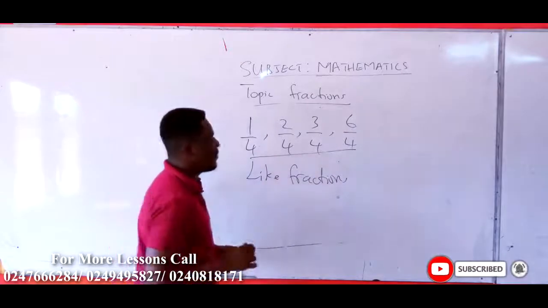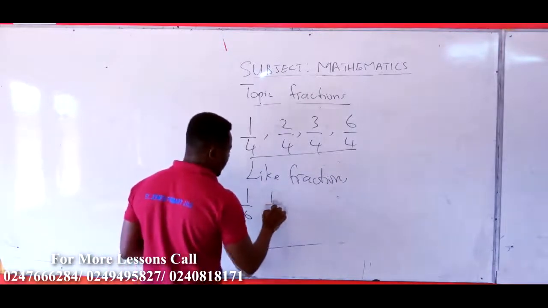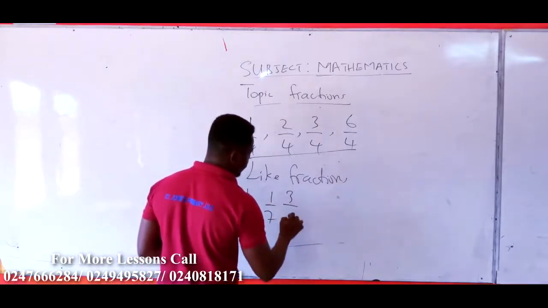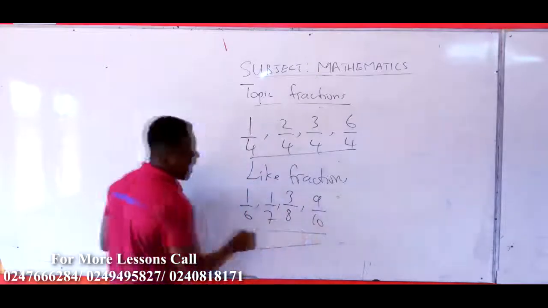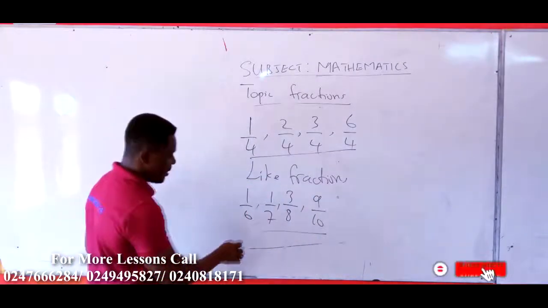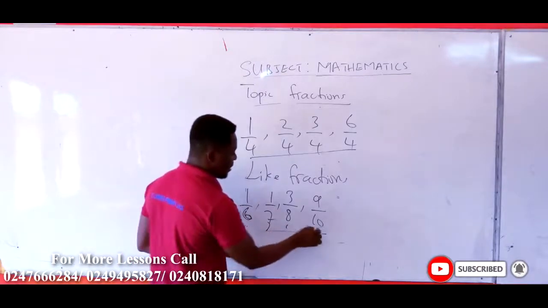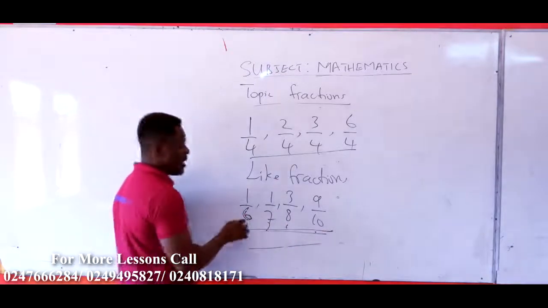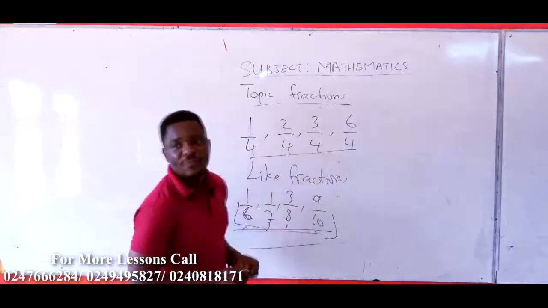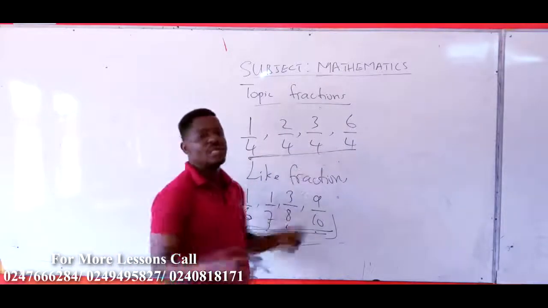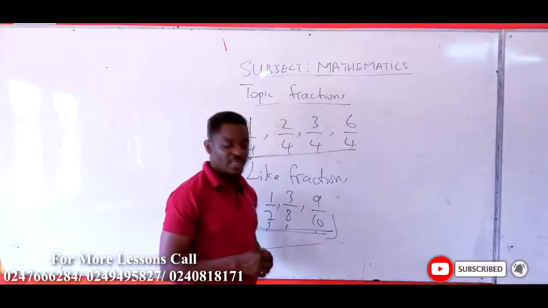But they are unlike fractions when the denominators are different. So you see, in this one the denominators are 6, 7, 8, 10. They have different denominators. And because they have different denominators, we call them unlike fractions. But these are like fractions because they have the same denominators.